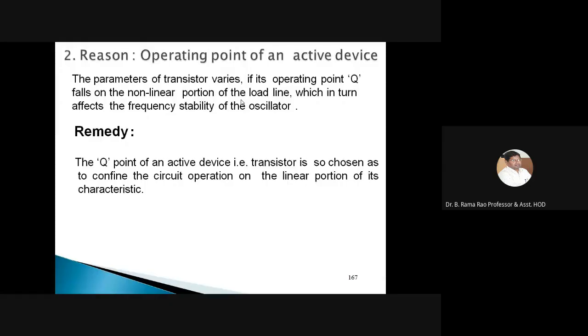If the Q point moves to the saturation or cutoff region, there is a change in the operating point, and a change in the value of the nonlinear portion of the load, which affects the frequency stability of the oscillator.